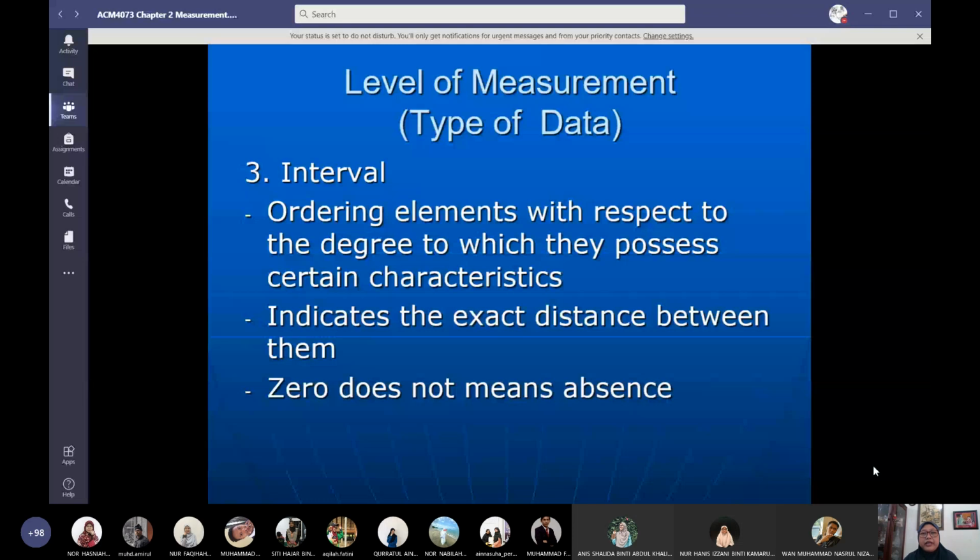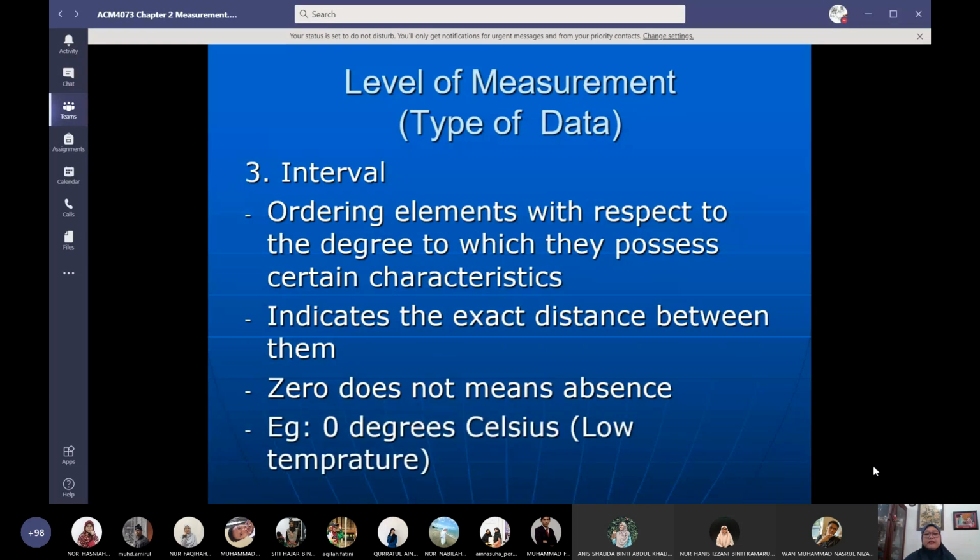Value, okay, 0 ringgit. What do we mean by 0 ringgit? Meaning there's no money, still a value. So in statistical terms, even 0 has meaning. You don't simply use 0 if you do not know why we need the number 0 in your measurement.